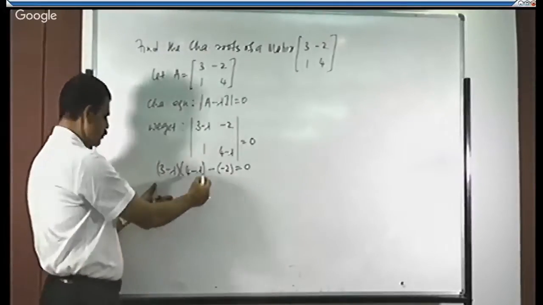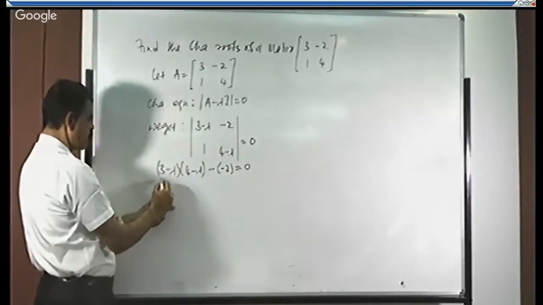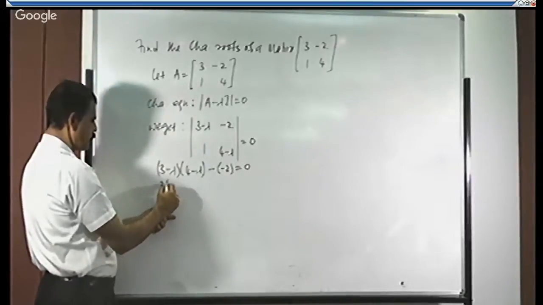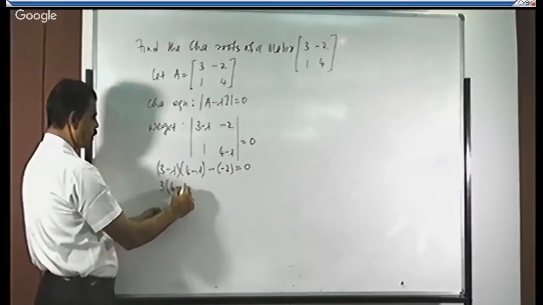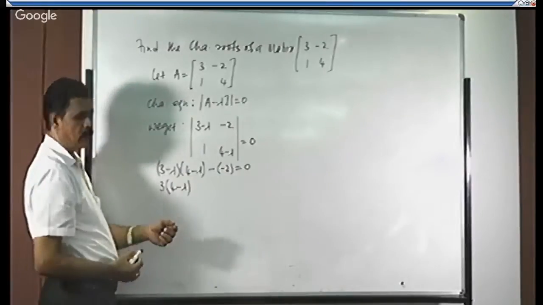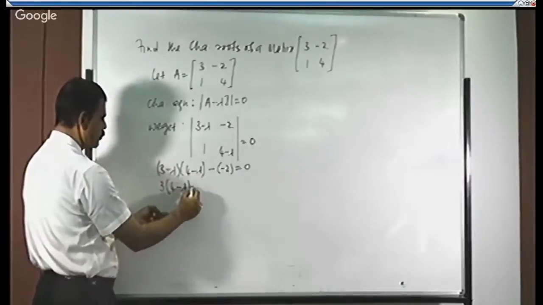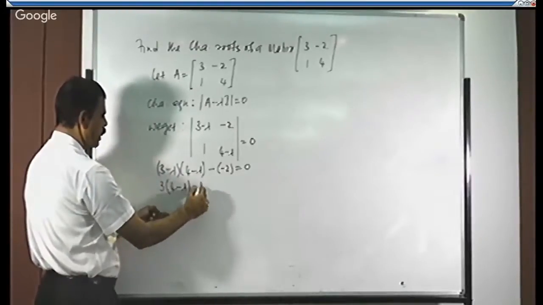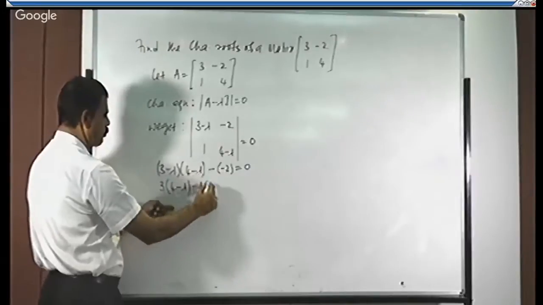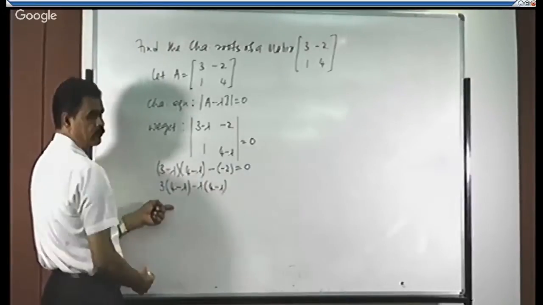Expand this. How to expand? How to remove the bracket? Take the first element of the first bracket, multiply with the second bracket. I am writing the entire second bracket. Then move to the second element of the first bracket. What is the sign? Minus lambda into, right, the entire bracket 4 minus lambda.